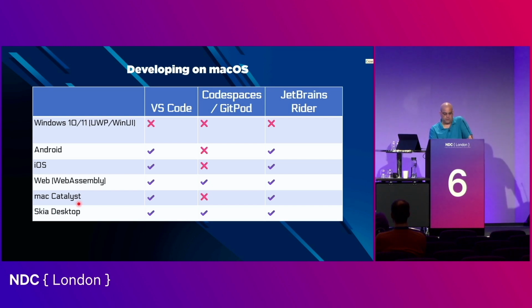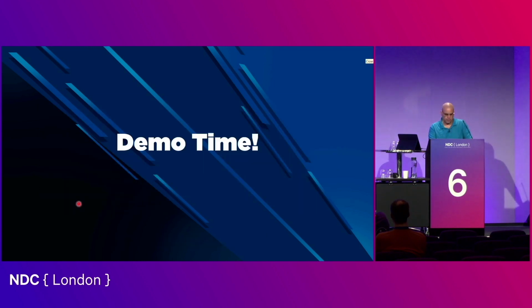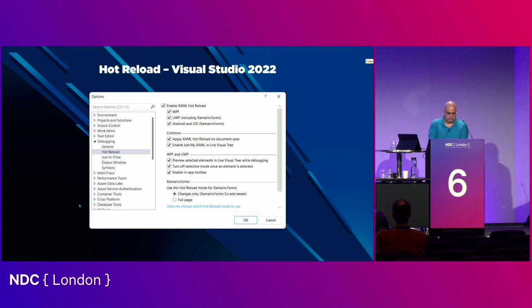If you're a glutton for punishment or you just like the thrill, you can even build on Linux. However, your options are a lot more limited. You basically need to use JetBrains Rider or Visual Studio Code. JetBrains Rider gives you a little bit more than Visual Studio Code will. So enough about that. Let's go to some demos.